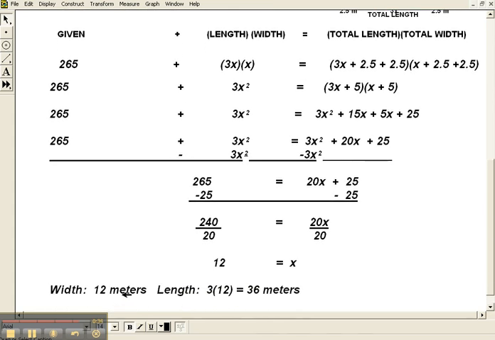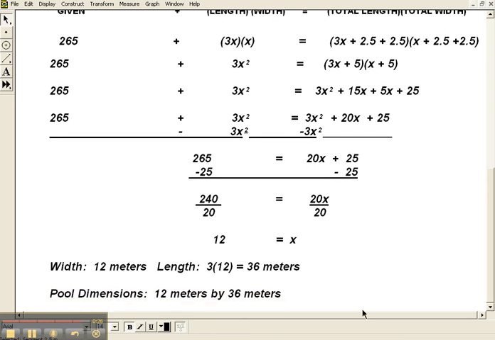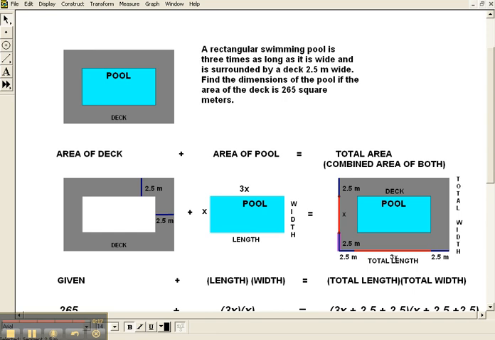So the width is going to be 12 meters. The length was 3 times the width, or 3 times 12, is 36 meters. So our final answer in this problem, the pool's dimensions are 12 meters by 36 meters. And that would be the final solution to this area problem.